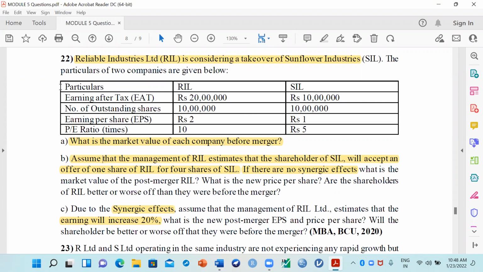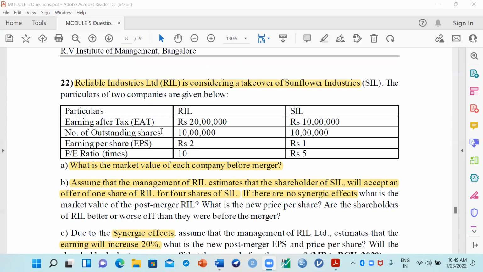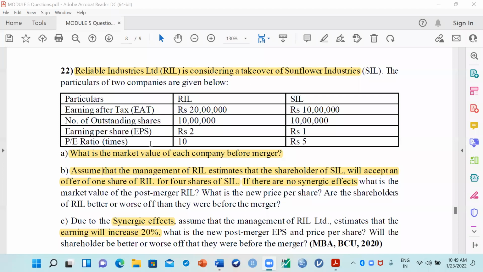And one more thing which you have to carefully observe in this table: EPS is given, P/E ratio is given. Can you tell me what we can find out with these two? If earning per share is given and the P/E ratio is given for both the companies, what can you find out? EPS of each company is given. The P/E ratio of each company is also given. Then can you tell me what we can find out with this? Can you put your answer in the chat box?